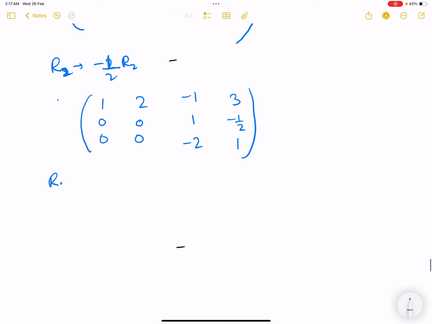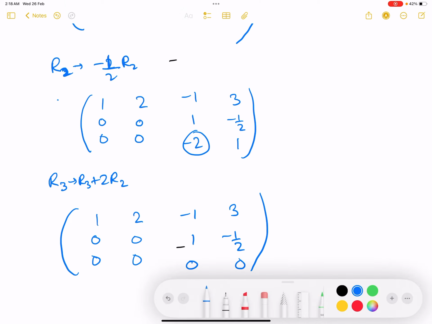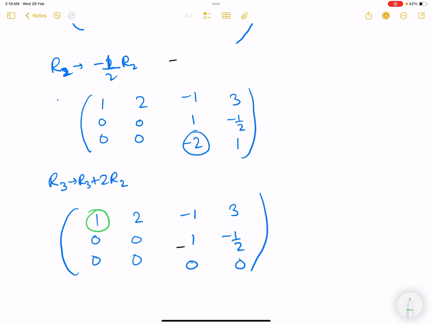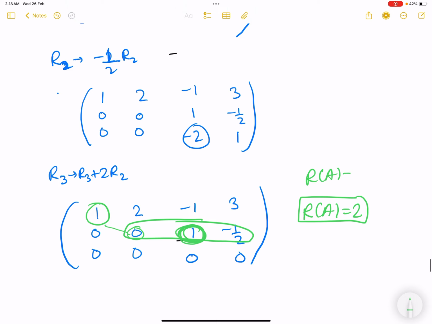Now R3 goes to R3 plus 2 R2, making this as 0, minus 1 1, 3, minus half. This would become 0, this would become 0. So ideally we have this not in the column but here, so that would also work, and rank of A in this case would be 2. Had it been the case that all these elements were 0, then the rank of A would have been 1.